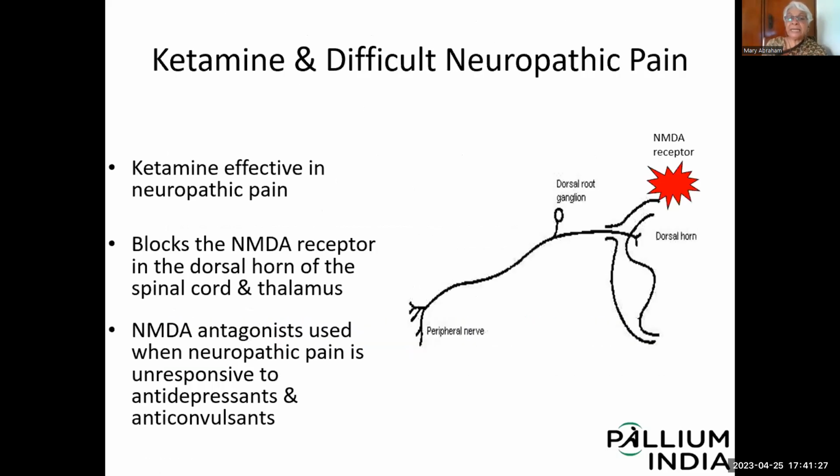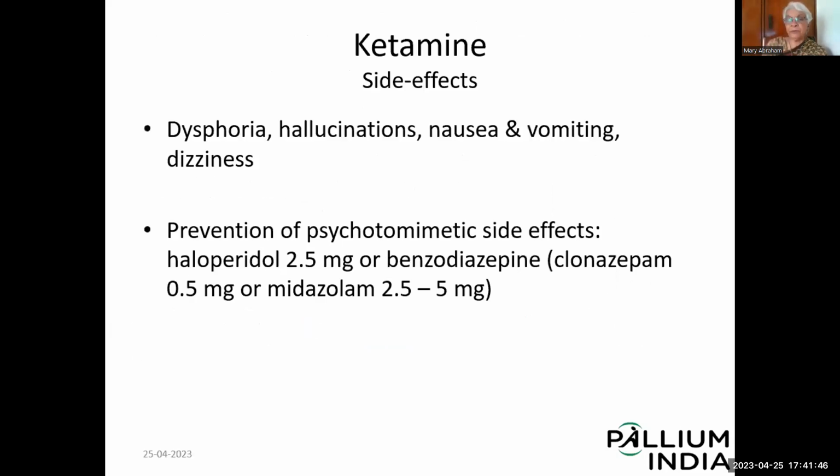What are the other drugs that can be used in neuropathic pain? I told you about this. So there is this NMDA receptor, which is there in the dorsal horn of the spinal cord. So ketamine can be given for difficult neuropathic pain. It acts by blocking the NMDA receptor. I'll talk about it when we discuss the difficult pain. But it has side effects. Ketamine side effects are dysphoria, hallucinations, and so on. And you can prevent it by adding a benzodiazepine or a haloperidol.